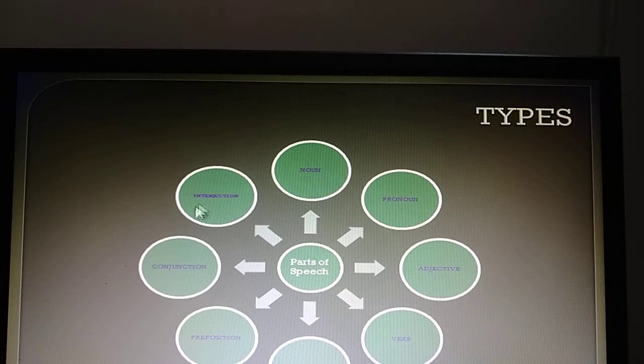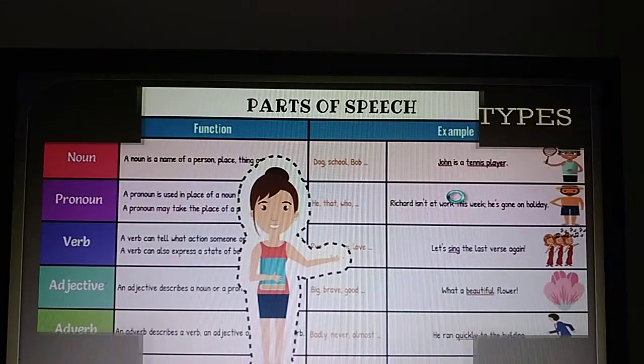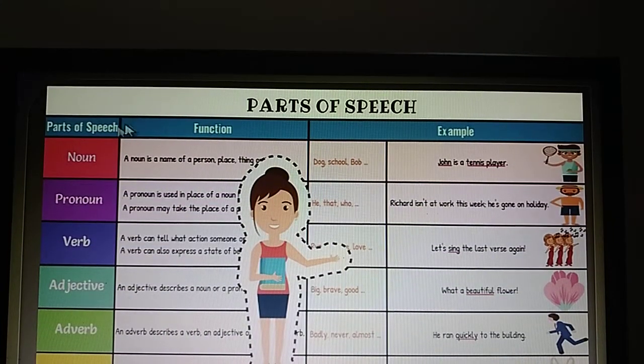Here are 8 parts of speech arranged in graphical way: noun, pronoun, adjective, verb, adverb, preposition, conjunction and interjection. Parts of speech in a table with figures: noun, pronoun, verb, adjective, adverb, articles. Their functions are described here, and examples in sentences are given.